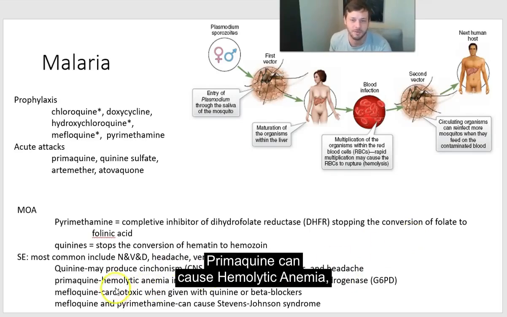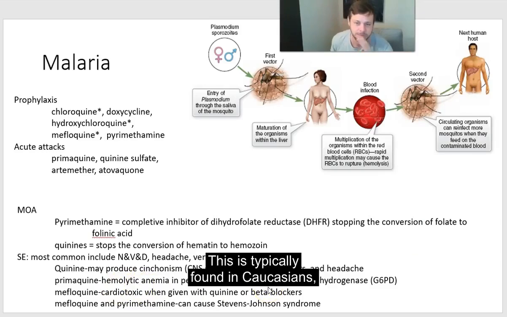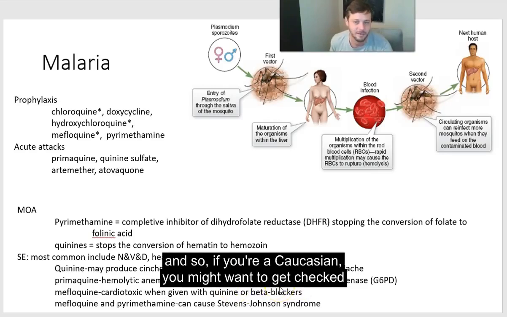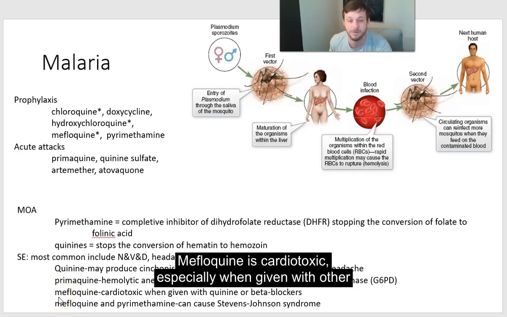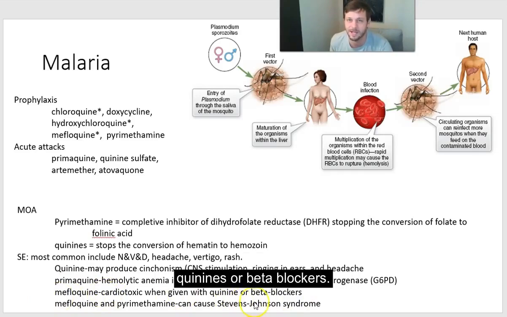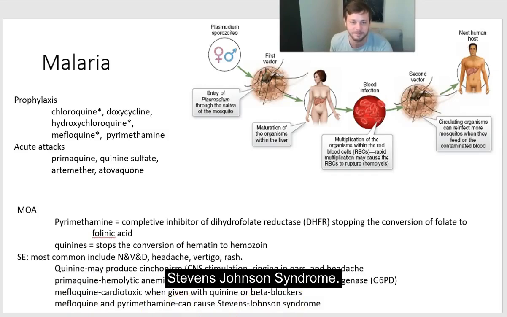Primaquine can cause hemolytic anemia, especially in people with glucose-6-phosphate dehydrogenase deficiency. This is typically found in Caucasians. And so if you're a Caucasian, you might want to get checked before you take primaquine. Mefloquine is cardiotoxic, especially when given with other quinines or beta blockers. And then mefloquine and pyrimethamine can cause Stevens-Johnson syndrome.